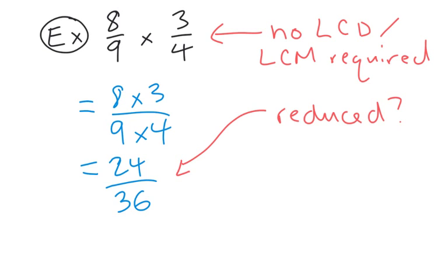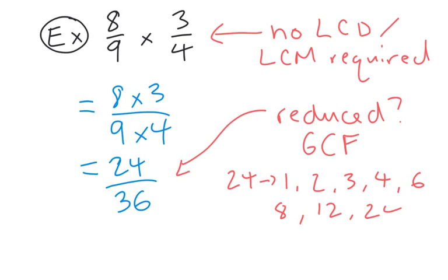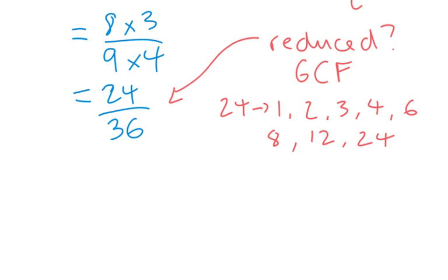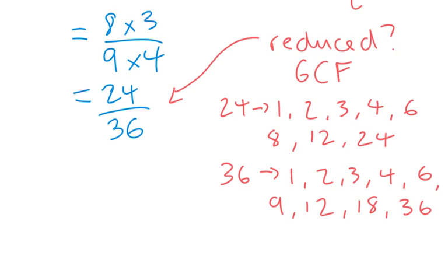Well, let's go ahead and find the greatest common factor, the GCF of both 24 and 36. 24 has the factors 1, 2, 3, 4, 6, 8, 12, and 24. Let's make a little bit of space here. The factors of 36 happen to be 1, 2, 3, 4, 6, 9, 12, 18, and 36. As you can see here, there are many common factors among these two sets of numbers. However, I'm looking for the greatest common factor, and the greatest common factor happens to be 12.